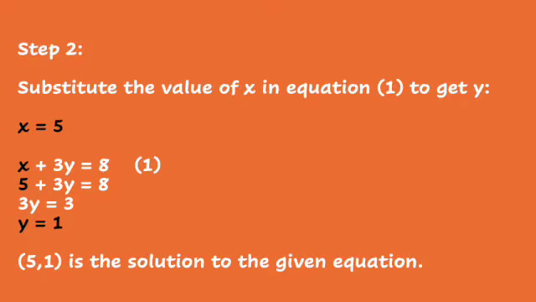So here you can see x plus 3y equal to 8. We put x equal to 5, and when we simplify, we get 3y equal to 8 minus 5, which is 3, and then dividing both sides by 3, we get y equal to 1. So x equal to 5 and y equal to 1 is the solution to the given equations.